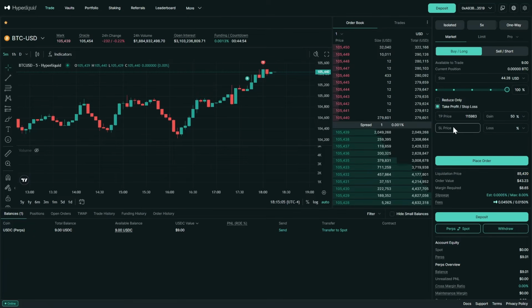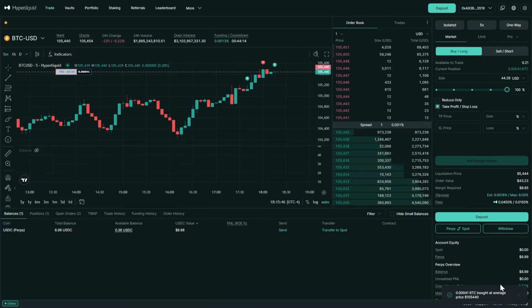We can also put a stop loss in, okay? So instead of waiting for Bitcoin's price to fall to 85,420, I'm only okay with a 30% loss, all right? So now we have a way to take profit and we are protecting ourselves from major losses. All right, so this is what our full order looks like. Let's go ahead and place this order.